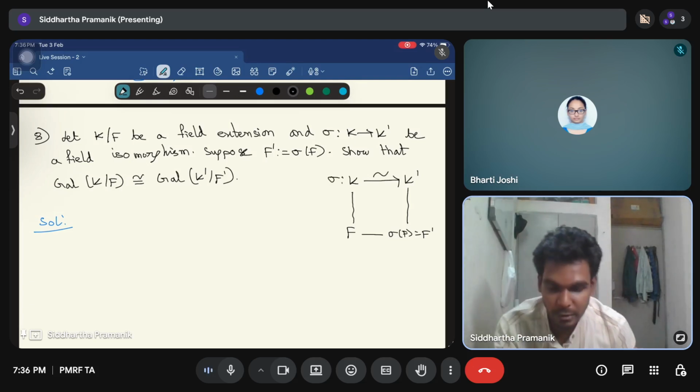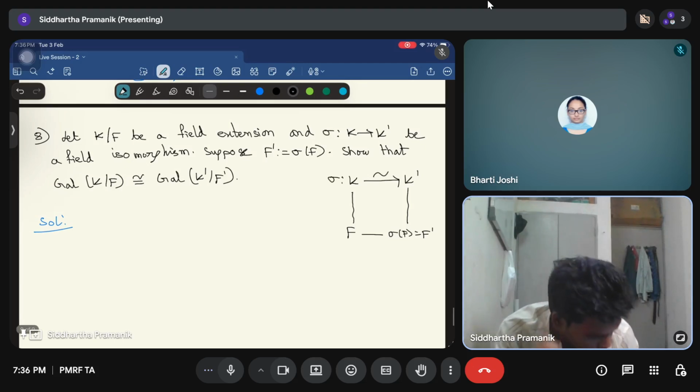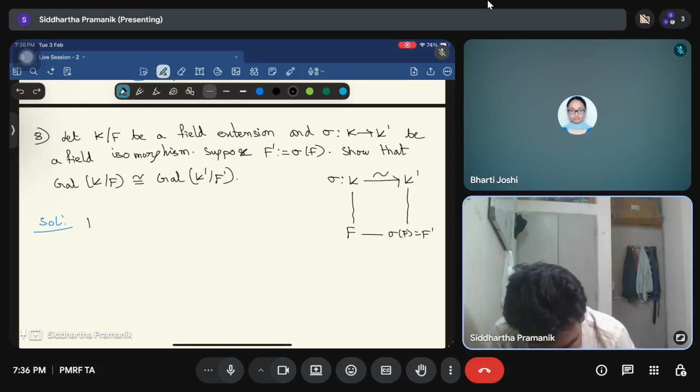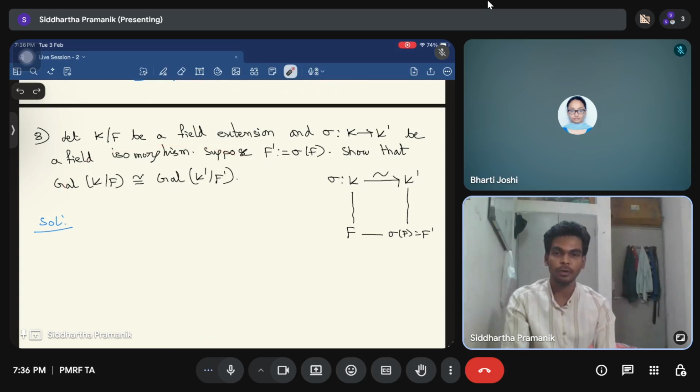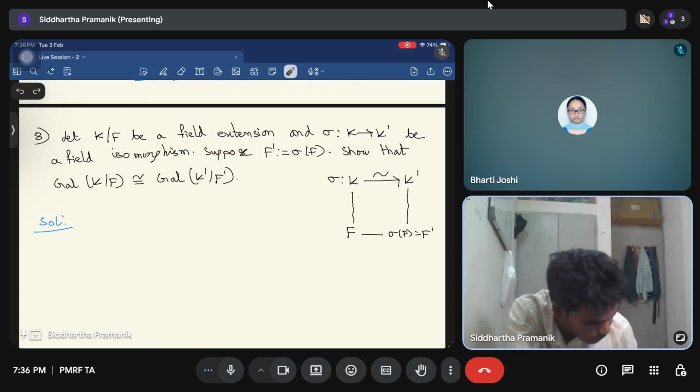Then the Galois group will be isomorphic. So how to prove this? We need to prove that these two groups are isomorphic. That means we need to produce an isomorphism. So let's do that.